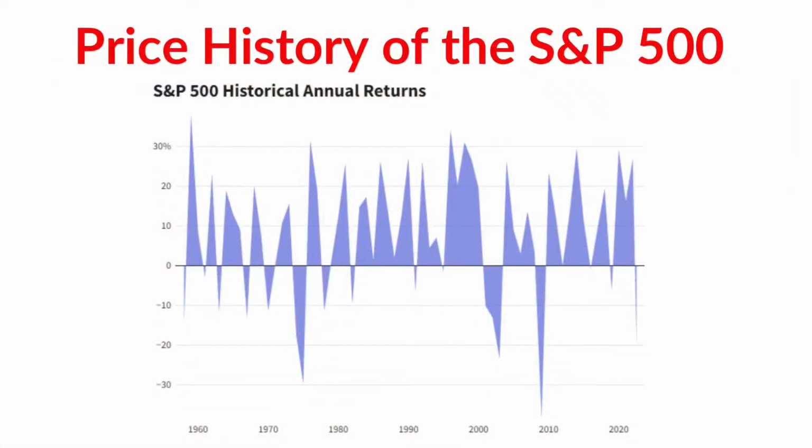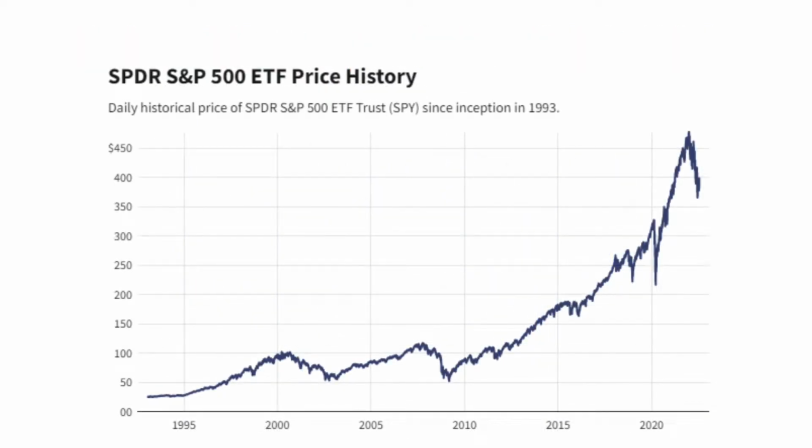Prior history of the S&P 500. As you can see, sometimes the S&P 500 gives negative returns, but most of the time, you have positive returns. The following graph of the S&P 500 shows an uptrend from its inception.